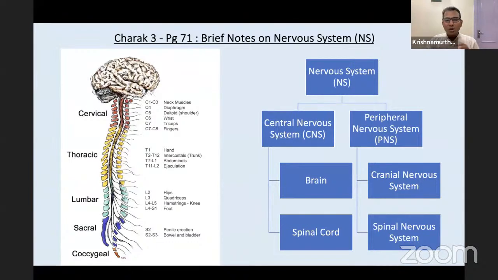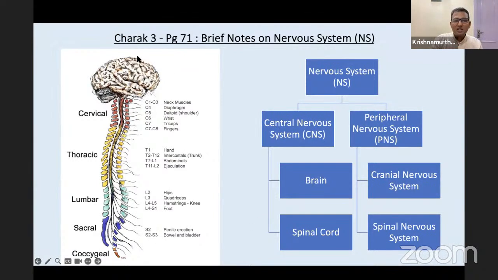Okay, fine. So all of this comes under the nervous system. The nervous system can be segregated into two: central nervous system and peripheral nervous system. The central nervous system is the one going in the center of the body, like in the back, and the peripheral nervous system is the one branching out from that center into the periphery of the body. In the central nervous system you have the brain and the spinal cord, and in the peripheral nervous system you have the cranial nervous system and spinal nervous system. I'll tell what it is.